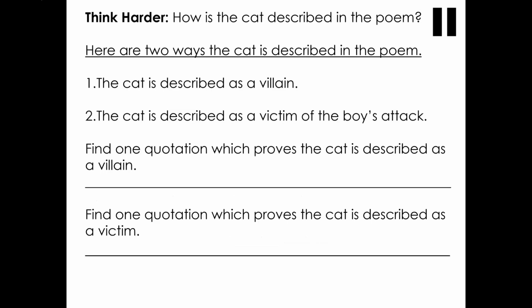Okay, now you have done that task, I want us to think a little bit harder about the way in which the cat is described and presented in the poem. There are actually 2 ways that the cat is described. It's presented to us, first of all, as some kind of a villain, so in more negative or threatening terms. So I want you to find a quotation which proves that the cat is described as a villain. So look carefully at the language choices. What quotation do you think would best prove this idea?